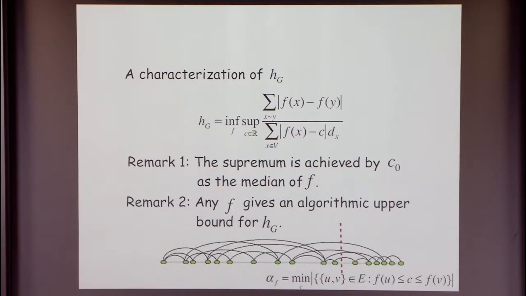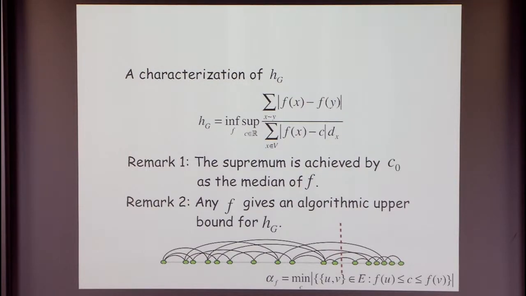The second remark is that this really gives an algorithmic upper bound. So this is the inf, right? If you pick any f, you get an upper bound, if you just pick this median in the middle. Because what happens is that for f, you give one linear arrangement of all the vertices, and these edges stretch around, and you look at the smallest cut, the minimum.